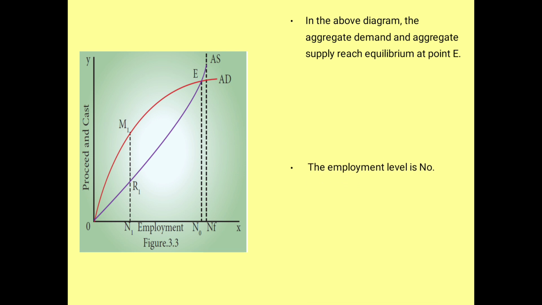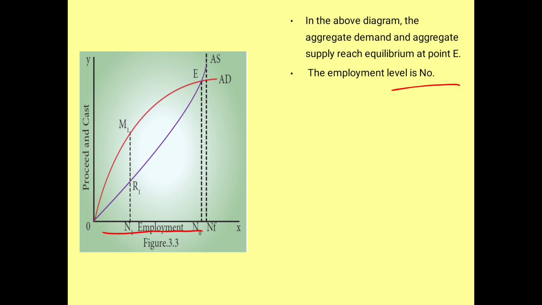Next, what is the employment level? It is ON. So you can see till here is the employment. As aggregate demand keeps on increasing, your employment also keeps on increasing. Up to ON it can increase. Now listen carefully so that you will know. ON1, this part, we call employment.